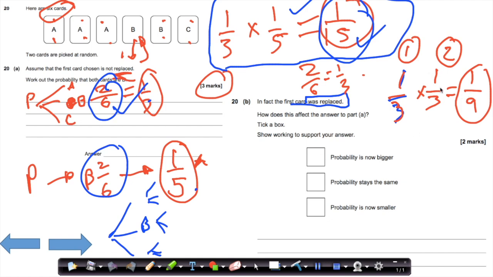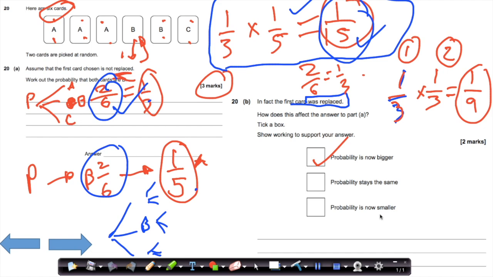Is the probability bigger or smaller? Well, 1/9 is bigger than 1/15. So there is a larger chance, there is a higher probability of picking B's both times round if you have replaced the card. So 1 mark for this one, it was quite generous. 1 mark was given for just ticking.